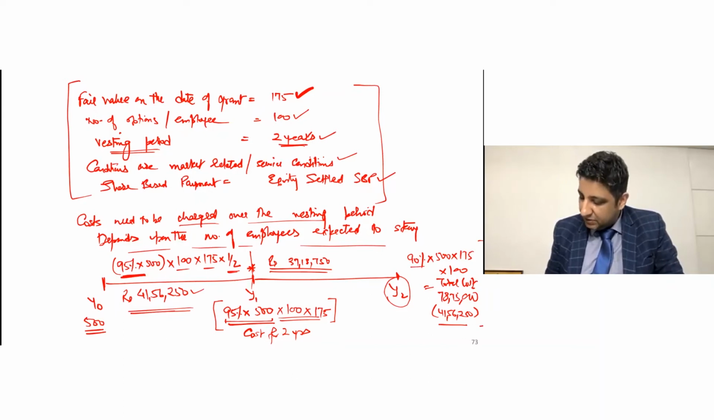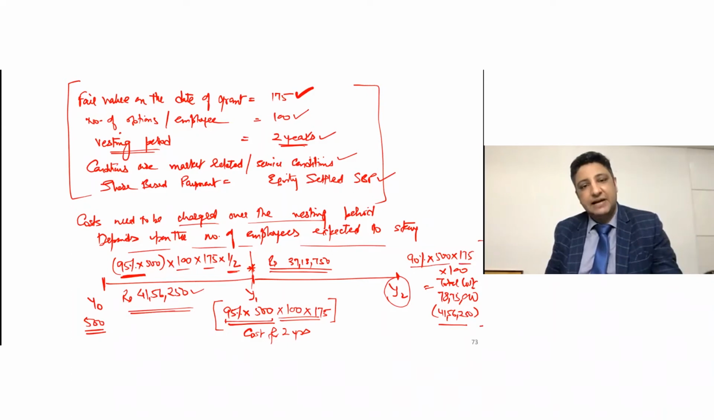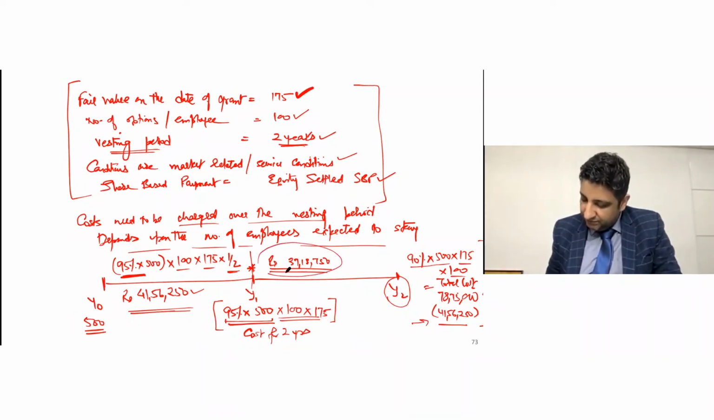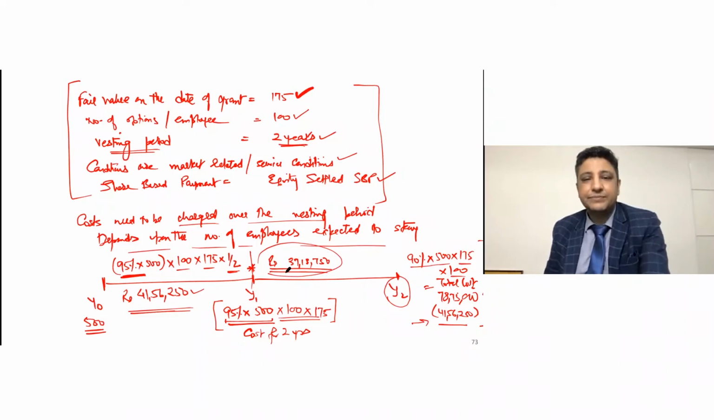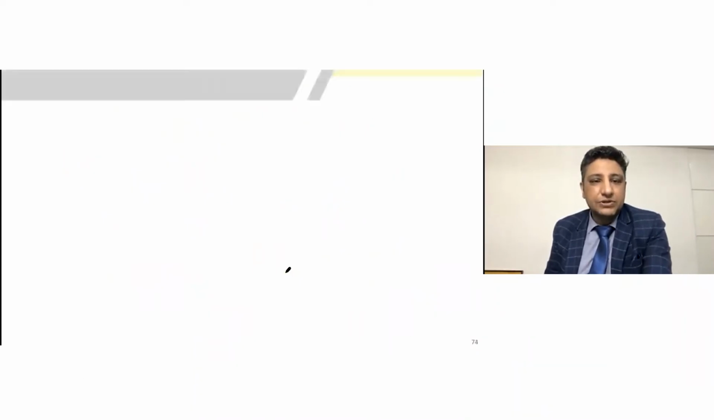means 90% into 500 multiplied by, again, we keep that 175 intact. Okay, that does not change as far as equity settled share-based payments are concerned, right? Into the number of employees. This gives my total cost up to year 2 at 78,75,000. I reduced the cost of year 1, which gives me the cost of year 2 at 37,18,750 rupees.